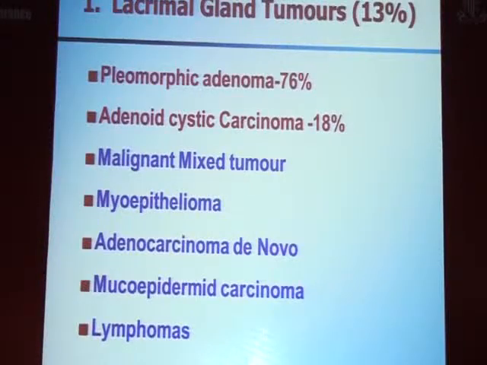Now coming to the primary orbital tumors, I'll first focus on the lacrimal gland tumors. The commonest lacrimal gland tumors are the pleomorphic adenomas. They account for 76% of the lesions, and the next common are the adenoid cystic carcinomas. And the rest of the malignant lacrimal gland tumors are not so common.